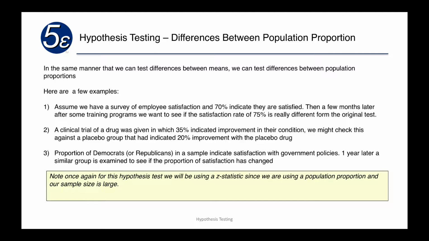Another example would be taking a clinical trial of a drug in which 35% indicated improvement in their condition, and we might check this against a placebo group that had indicated 20% improvement with the placebo drug. Or the proportion of Democrats or Republicans in a sample that indicates satisfaction with government policies. One year later, a similar group is examined to see if the proportion of satisfaction has changed. Remember, since we're working with population proportions, we're going to be using a Z statistic.